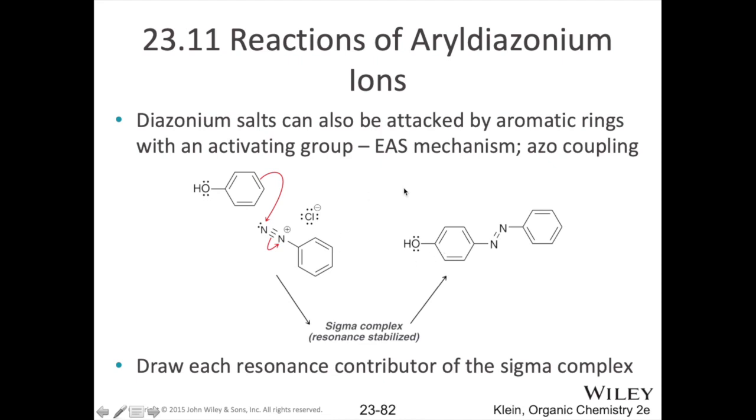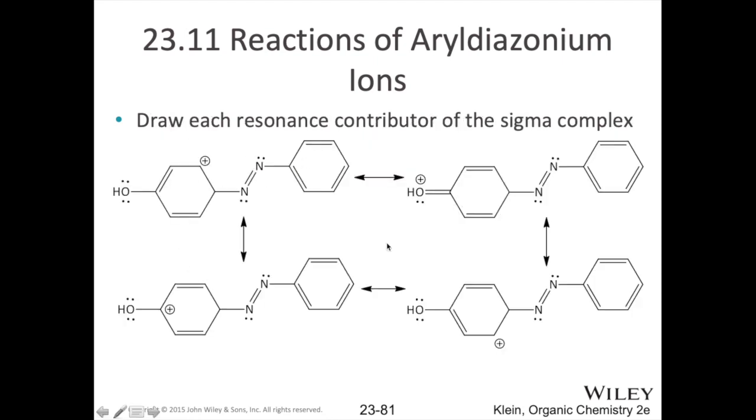Okay, now, this goes through an EAS mechanism, so it goes via a sigma complex, like we saw back in our chapter on EAS reactions. So, if you want to see what that looks like, here are all the resonance structures. So you can see how we've got this huge conjugated pi system between our two benzene rings, right? The nitrogens linking these two benzene rings are themselves sp2 hybridized, and so they're able to really delocalize that positive charge and make the sigma complex very, very stable.